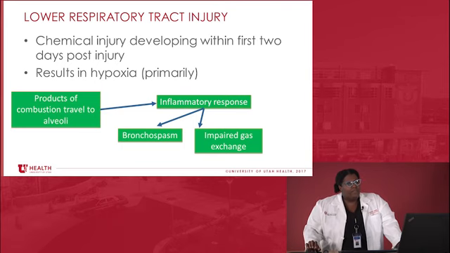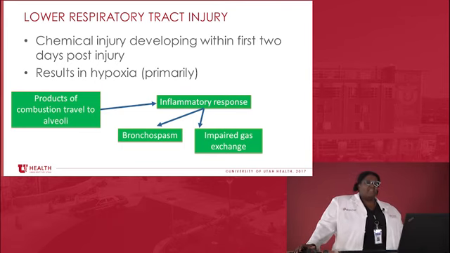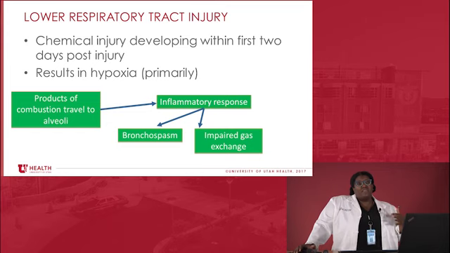Okay. For the lower respiratory tract, this is more related to a chemical injury. This develops within the first 2 days post-injury, so you're not going to see the results of it on day 1. They might act normally, they might oxygenate well, they might be doing okay, but by the end of the first day into the second day, you start to see evidence of hypoxemia and other things that are indicative of inhalation injury. And so this results in hypoxia primarily because you are actually damaging the alveoli and the cells.